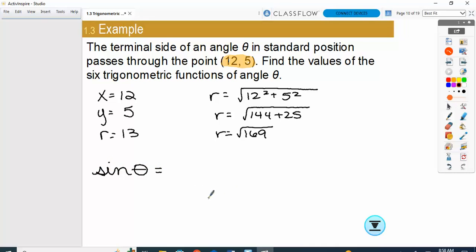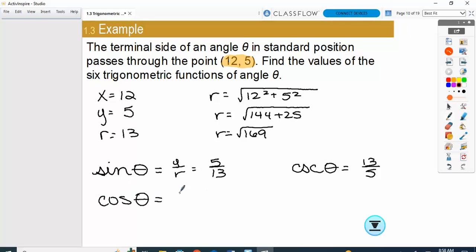So you have to say sine of angle theta. That was the name of the angle given. So the definition of sine is y over r. So my answer is 5 over 13. Okay, you don't necessarily have to write the y over r piece. I'm just showing you where I'm getting my answer from. And if I know sine, what other one do I automatically know? What's the reciprocal of sine? So cosecant is 13 over 5. Just flip that.